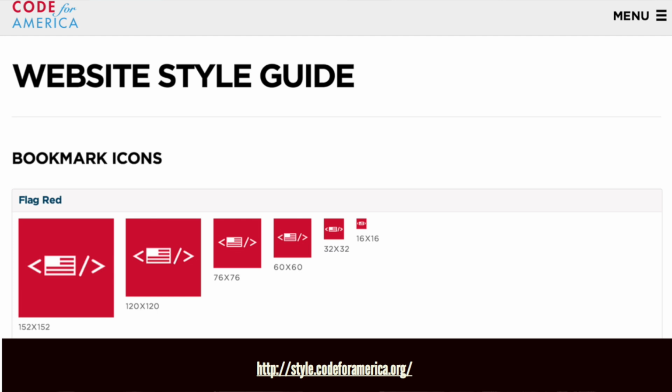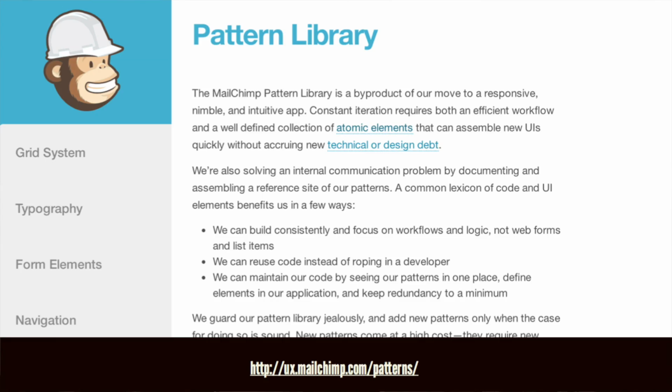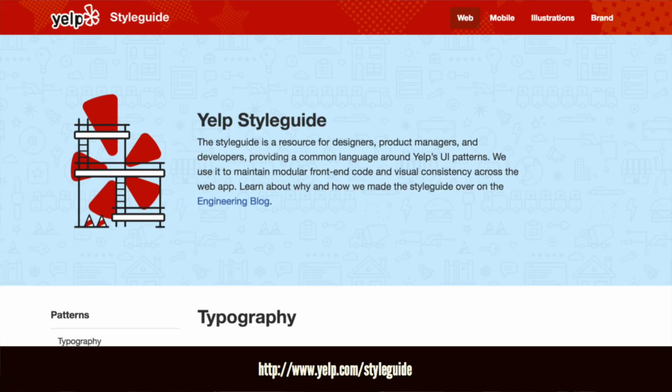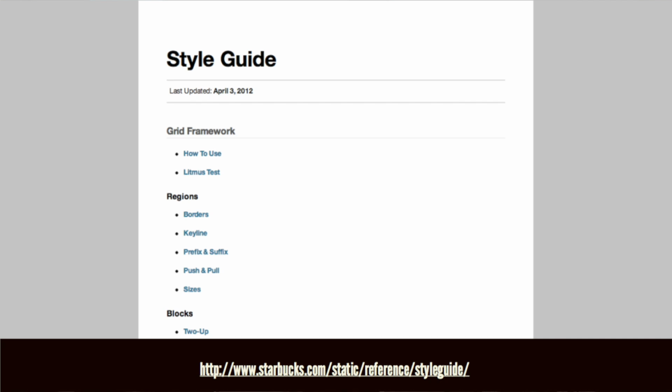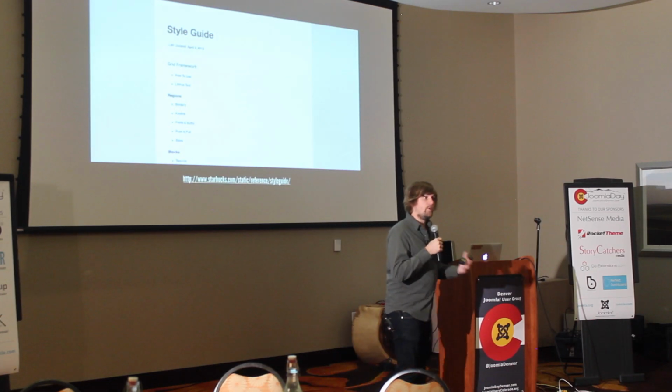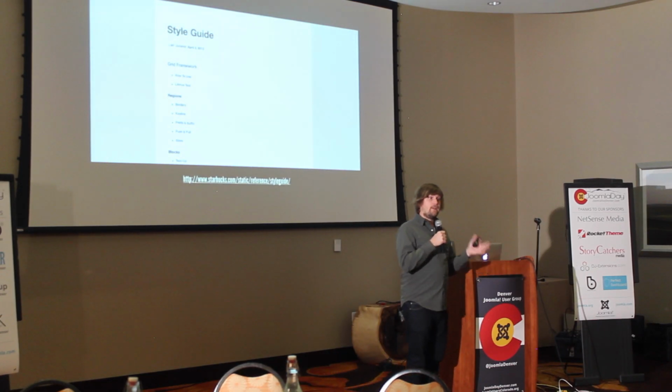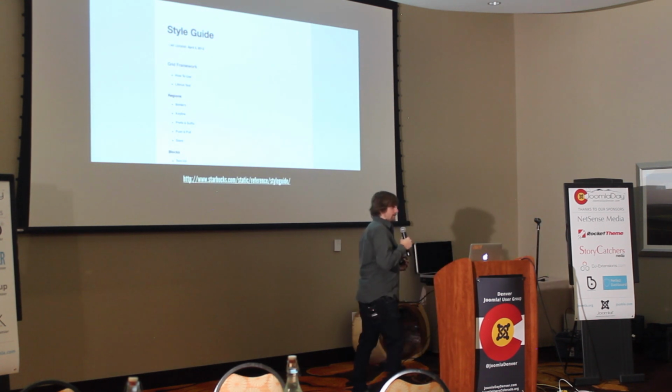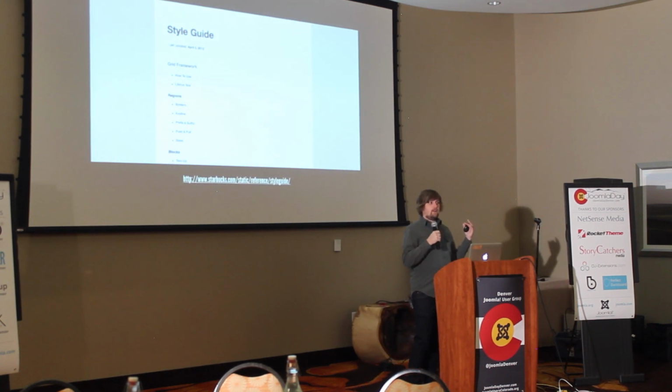So these things are awesome. They're out in the wild. Code for America's is a great pattern library. MailChimp's now on their 3rd or 4th iteration of their pattern library. Yelp's is particularly good. It all really started, though, with Starbucks. So Starbucks went responsive about 3.5, 4 years ago now. And whenever they released their new responsive site, alongside it, they released their pattern library, right? They're basically like, here's the patterns that make up this new responsive site.